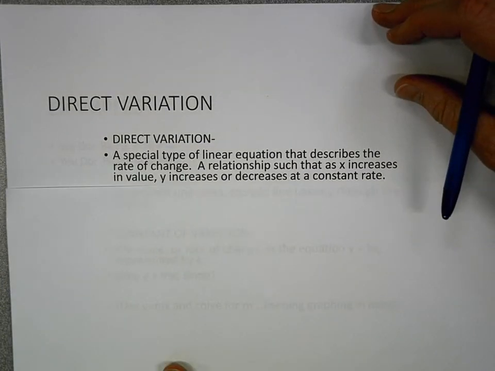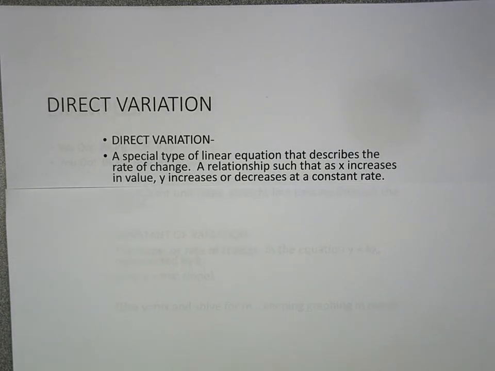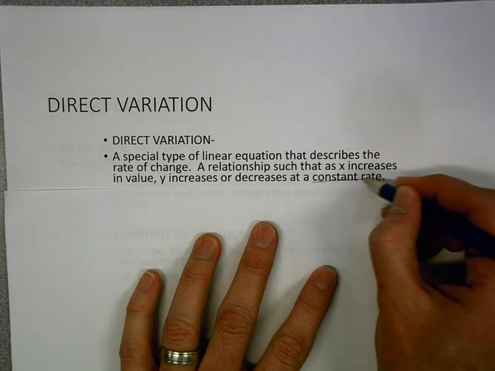So here's how your book describes direct variation. They say it's a special type of linear equation that describes the rate of change. A relationship such that as x increases in value, y increases or decreases at a constant rate. All right, and that's pretty important down there.